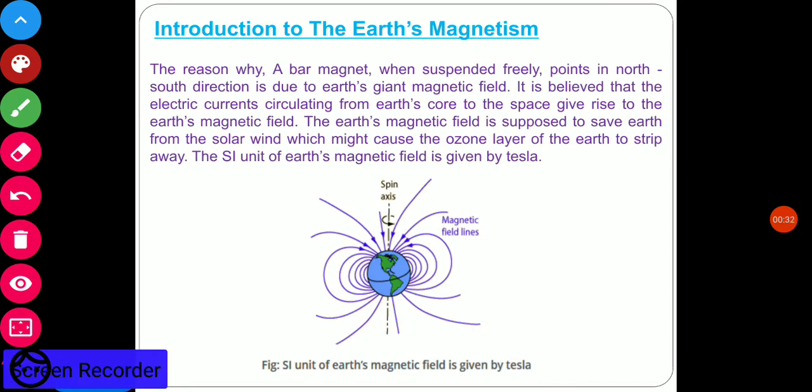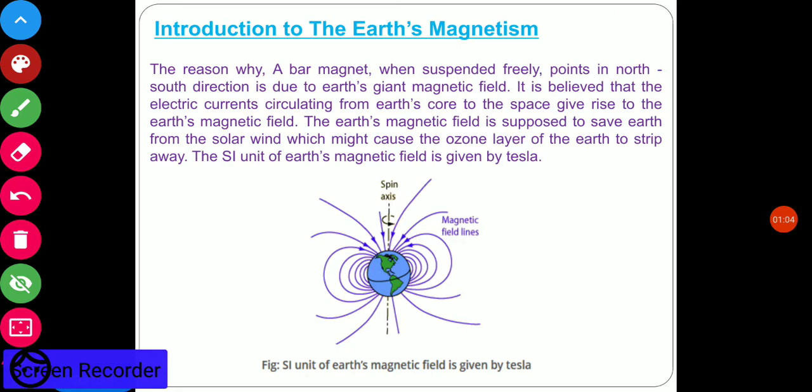As you know, whenever we suspend a bar magnet, it always points in the north and south direction of the Earth's magnetic field. But have you noticed why it is always so? It is considered that the electric current circulating from the Earth's core to space gives rise to the Earth's magnetic field.